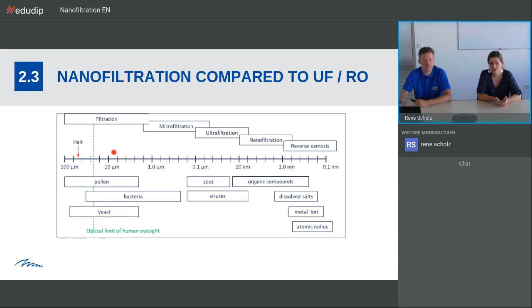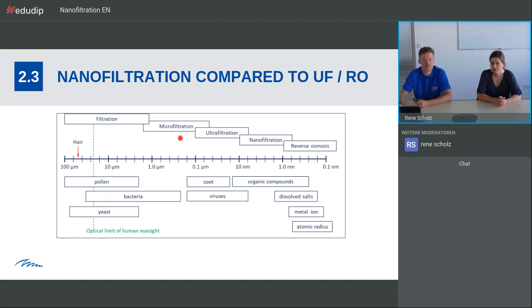So we start at about 100 to 1 micrometers with conventional filtration, which can remove suspended solids, for example, pollen, the larger bacteria, or single-cell organisms like yeast, which have a relatively large cell size. From there, we go to microfiltration, which is in the micrometer range, where it gets the name from. This is about 1 to 0.1 micrometers. Here we can still remove suspended solids, really. Let's say very small particles, like soot particles. We already remove viruses in this range.